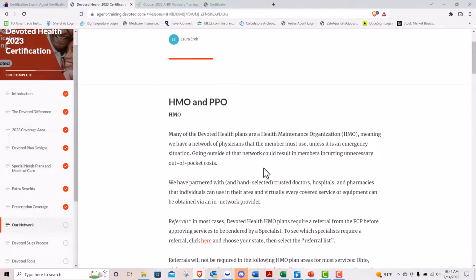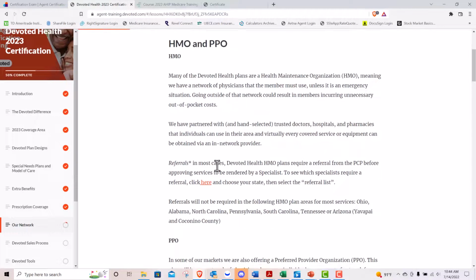Right, so the HMO plan, everyone knows what HMO is. You can only go to outside if it's an emergency. Other than that, you have 100% out-of-pocket costs for non-network providers. Referrals are required to see any PCP or see any specialist.